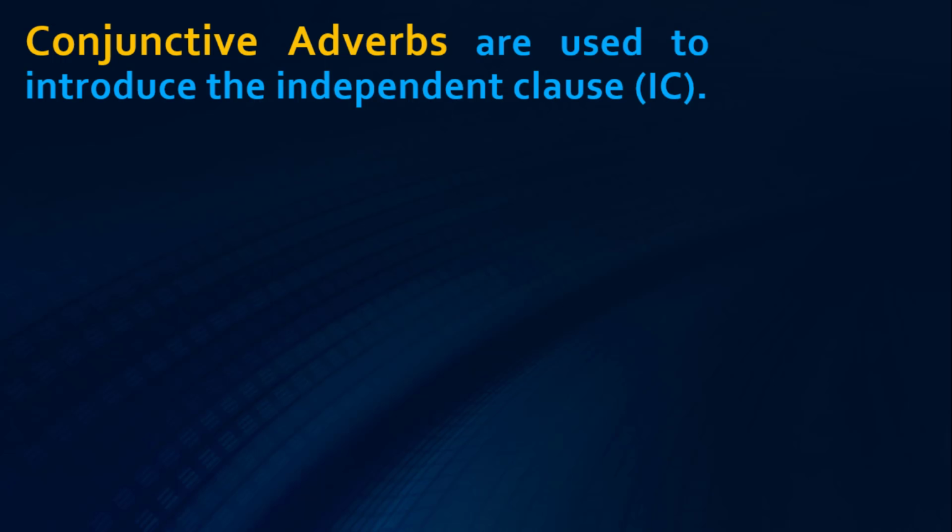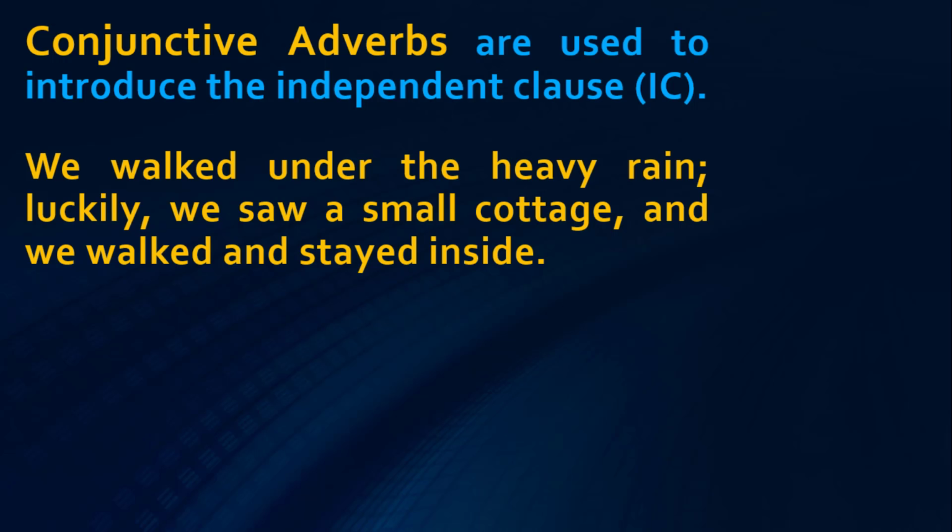So go together to check. Look at the example. We walk under the heavy rain. Luckily, we saw a small cottage and we walk and stay inside. So in the sentence, we call it a compound complex sentence. So we use conjunctive adverb to connect 2 ICs to make the sentence more complex. And you also can see the conjunctive adverb in the sentence, as you know, as luckily.